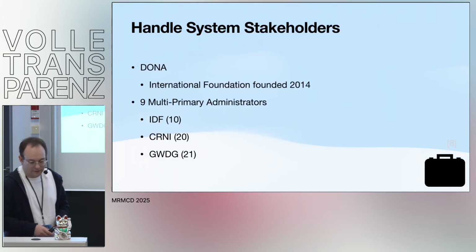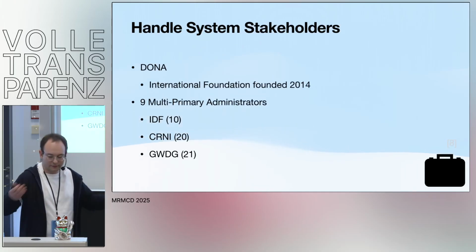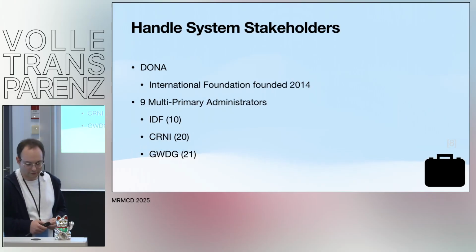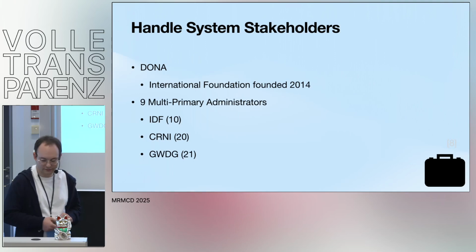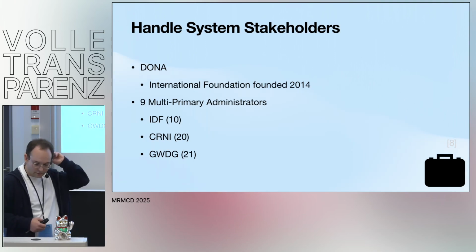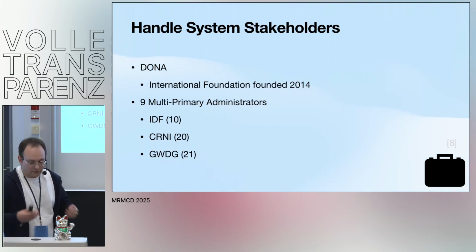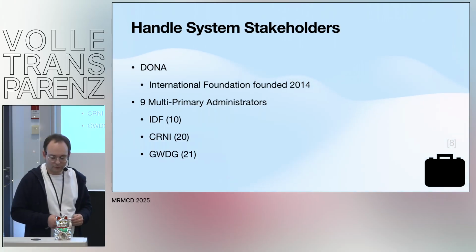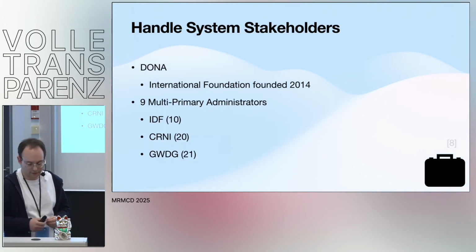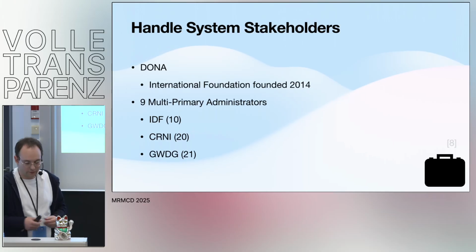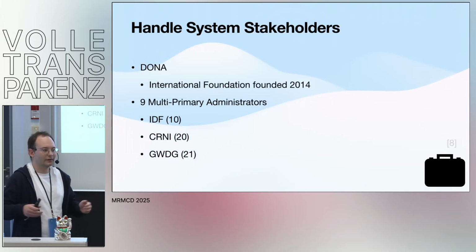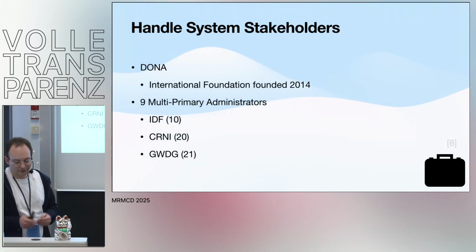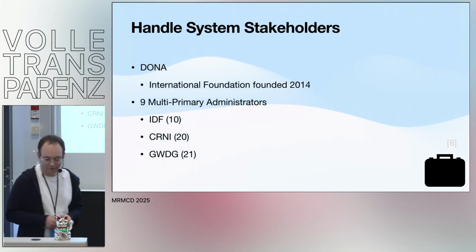And the handle system also has stakeholders, but it's bigger. So at the top of it, there is the DONA, which is an international foundation founded in 2014, based in Geneva. And they also do similar things like the DOI Foundation, but for the whole system. And below the DONA, there are so-called multi-primary administrators, and they together run the global handle registry. There are 9 of them.